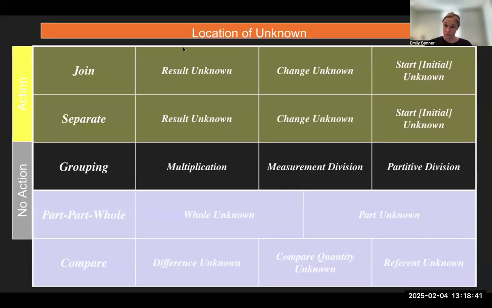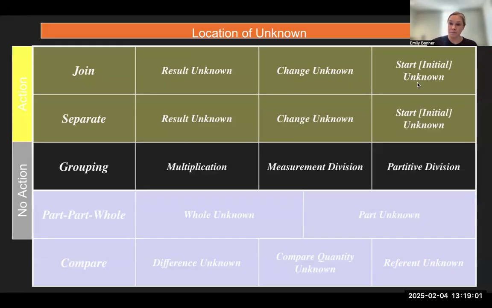So that would be Dr. Bonner has 5 pens, Tammy gives her 3 more. How many does she have now? The result unknown. A join problem with a change unknown value: Dr. Bonner has 5 pencils. Tammy gives her some more. Now she has 8. How many did Tammy give her? That's more difficult.